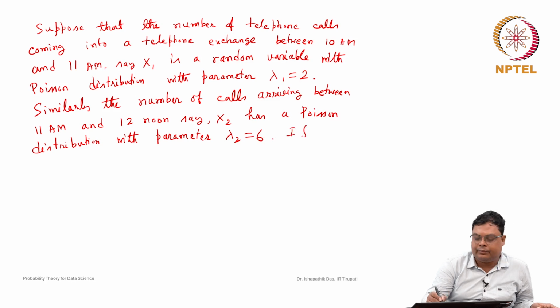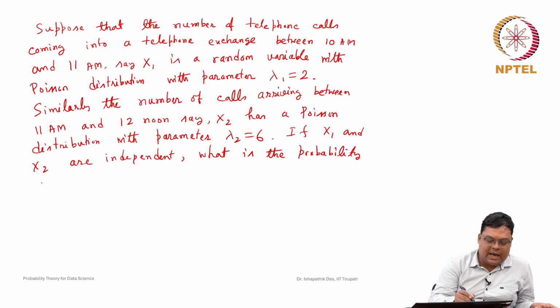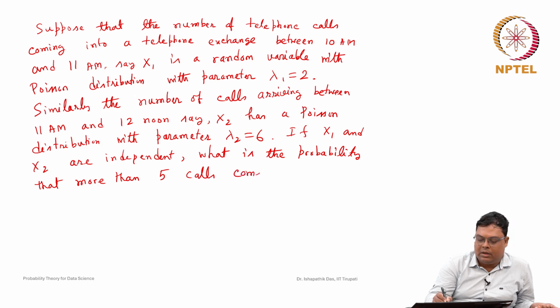If X1 and X2 are independent, what is the probability that more than 5 calls come in between 10 AM and 12 noon, in between 10 AM and 12 noon?